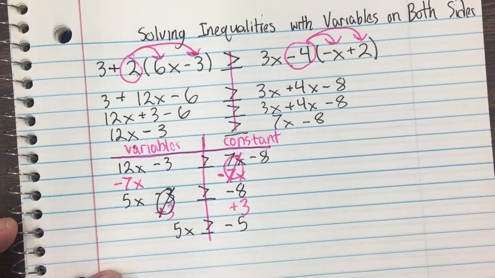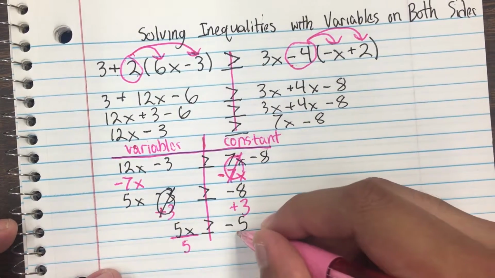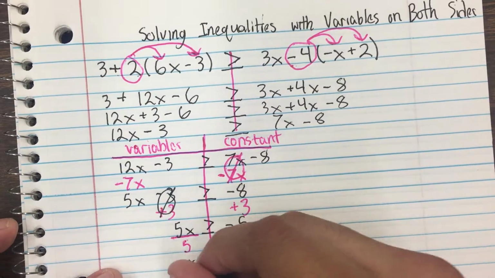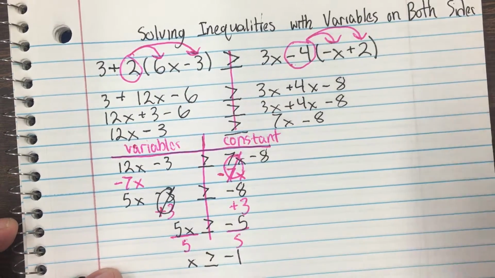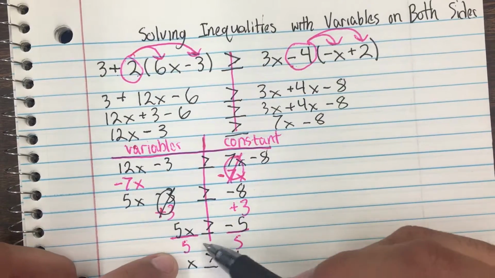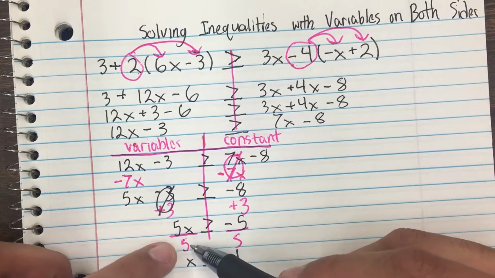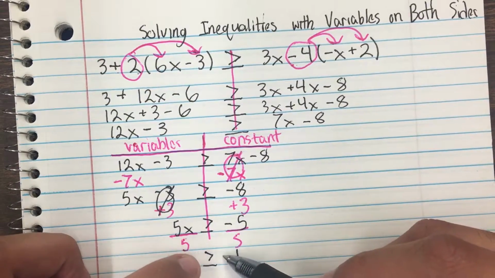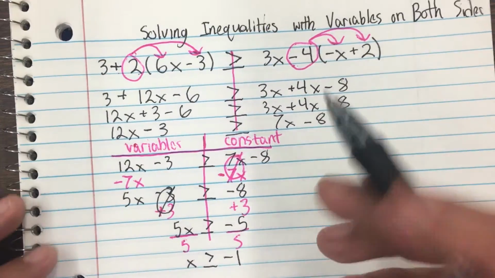From there, let's use the multiplicative inverse and divide by 5. Divide by 5. X is greater than or equal to negative 1. And remember, in any future cases, if you end up dividing by a negative number here, you need to change the direction of the inequality, but since ours was positive, don't worry about it.